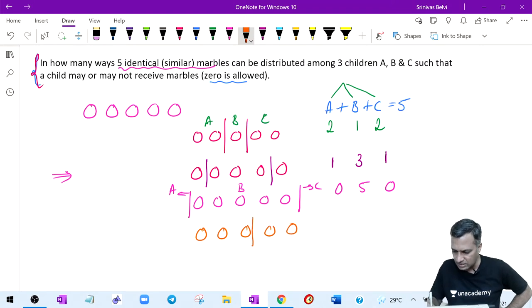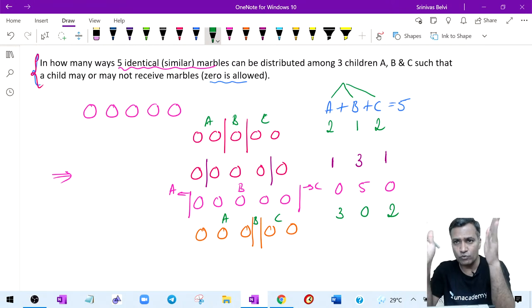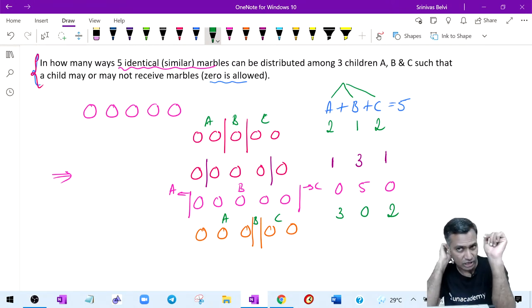What if I would have put the lines somewhere here like this? Now you are trying to say that A gets 3 marbles, B gets 0, and C gets 2. So 3, 0, and 2 out here. Is this making some sense what we are trying to say? It's all about where you are placing the lines. Is that clear? Shall we conclude on this?